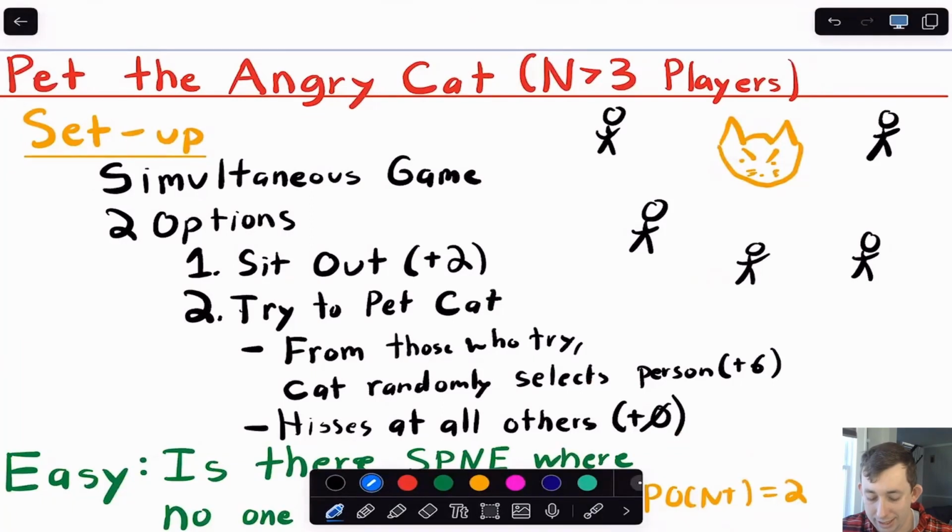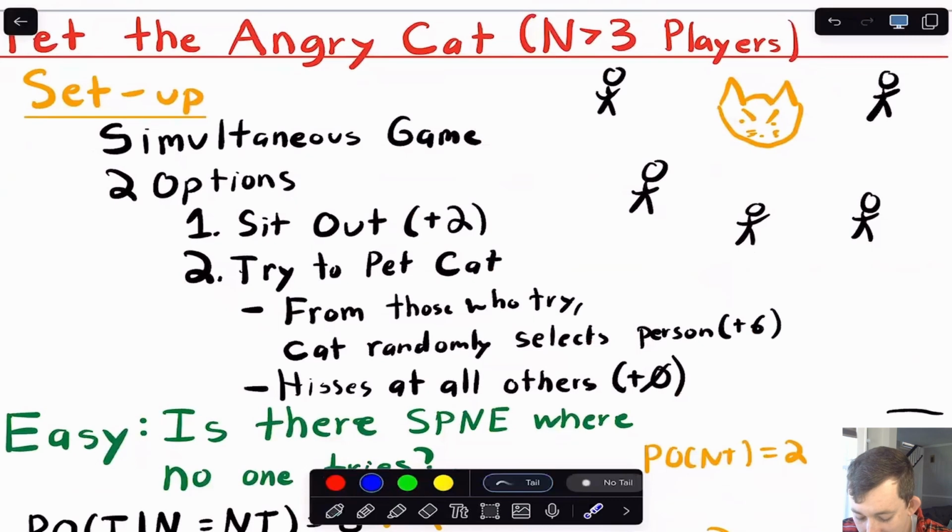Finally, for our last game, let's play Pet the Angry Cat, where you've got more than 3 people. So here's how this game works. It's a simultaneous game, everyone decides at the same time. Your 2 options are to sit out, and if you sit out, you get 2 points. Maybe you get an entertainment value for watching other people try to pet this angry cat.